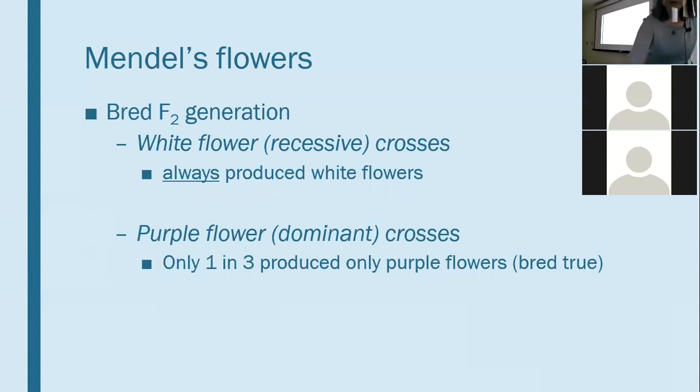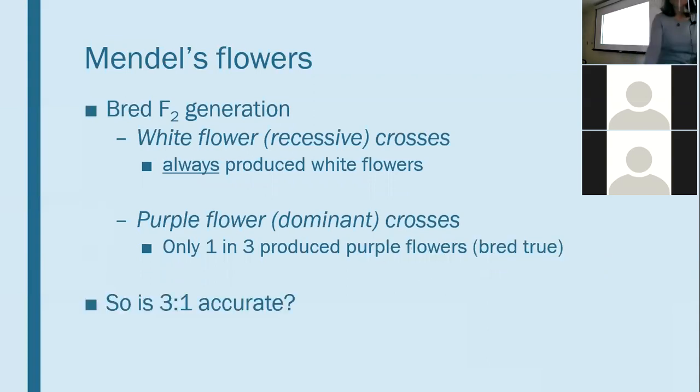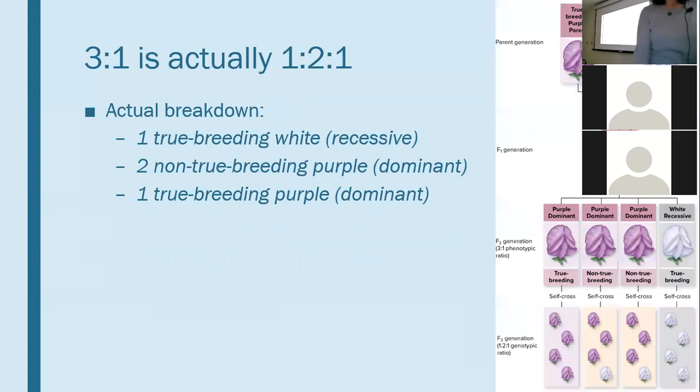So is that 3-to-1 ratio completely accurate? I mean, it is in the sense that you see 3 purples for every 1 white, but what's actually happening? Because they're not behaving the same way, so they must not be truly identical. So the actual breakdown: here's my parent strain, true breeding purple, true breeding white. Breed them together. F1s are all purple.